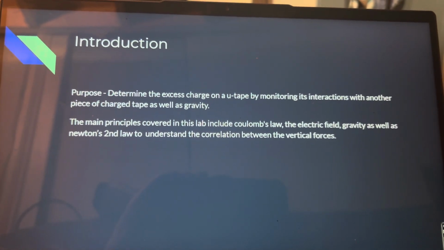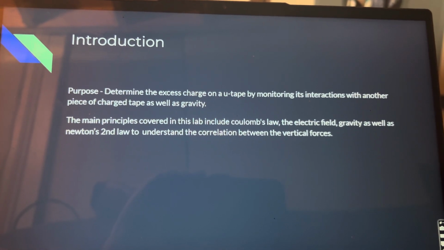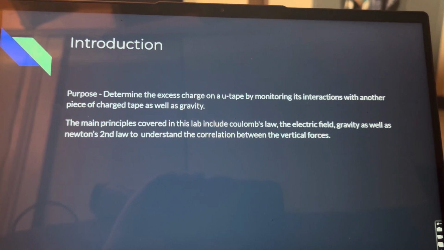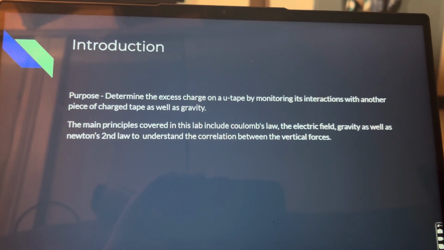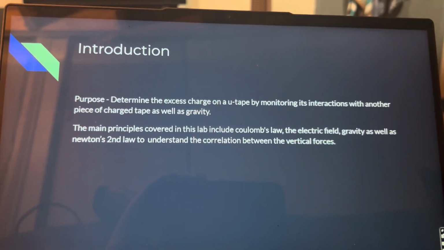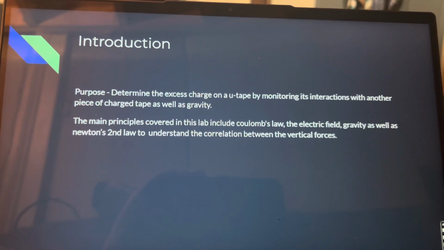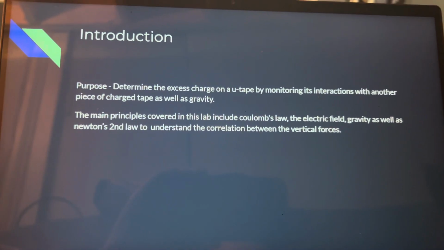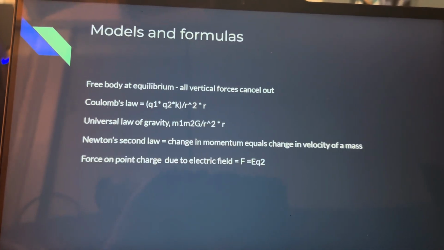The main principles that are covered in this lab include Coulomb's law, the electric field, force due to electric field, force due to gravity, as well as Newton's second law, specifically the momentum principle, which is used to understand the correlation between the vertical forces present in the free body diagram.